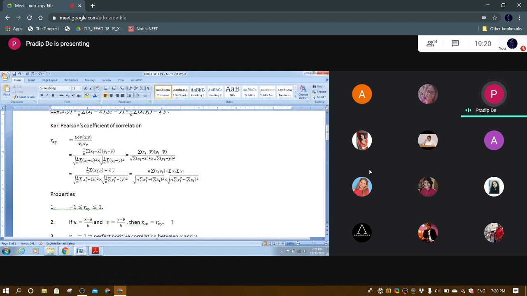Now we use this change of variable in class 10. Try to recall, we used the step deviation method. Remember that we used to subtract some assumed mean from the values of X, like A, and then we used to divide it by the class size, like H or C.